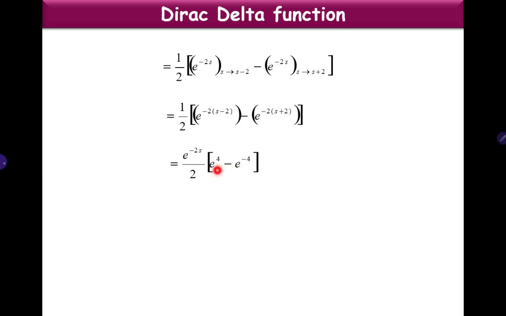So this is of the form e power x minus e power minus x by 2. E power x minus e power minus x by 2 is sinh 4. There is no t here, sorry, it is a typo here. This is sinh 4 into e power minus 2s. Therefore Laplace transform of sinh 2t into delta of t minus 2 is e power minus 2s into sinh 4. No t here, please note that it is sinh 4.